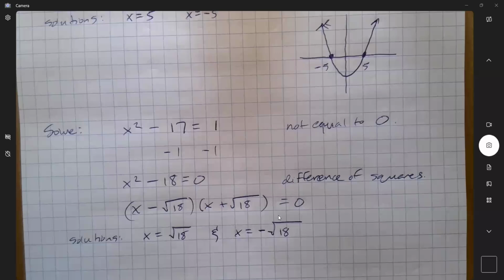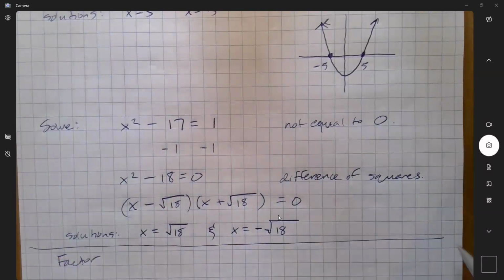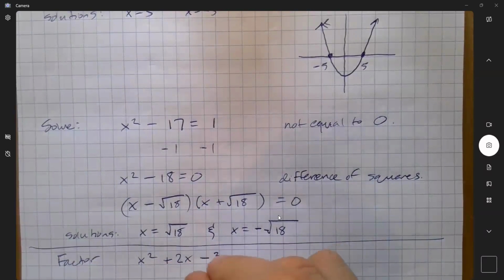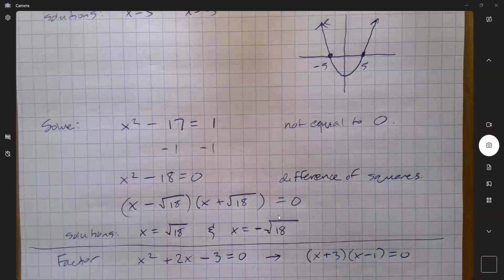I want to make a note about answering a question. If I say factor x squared plus 2x minus 3 equals 0, then you can be done if you write this as x plus 3 times x minus 1 equals 0.